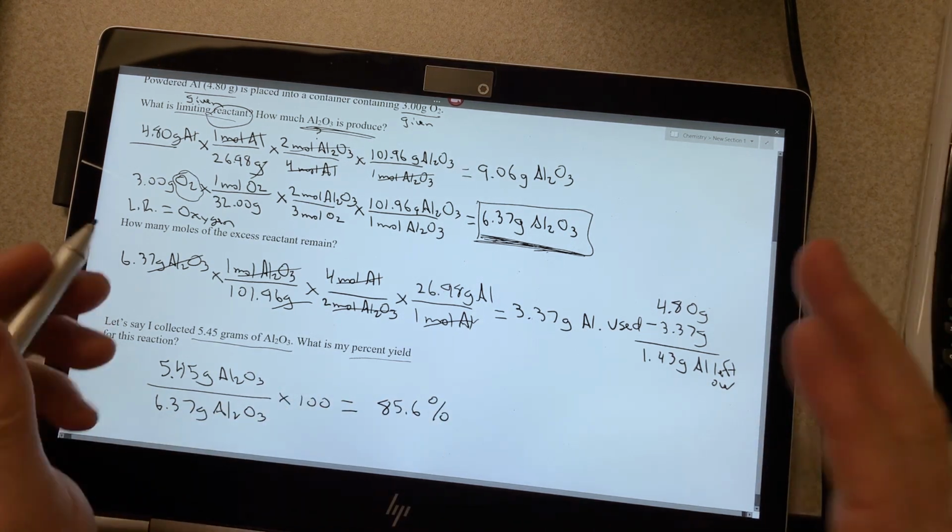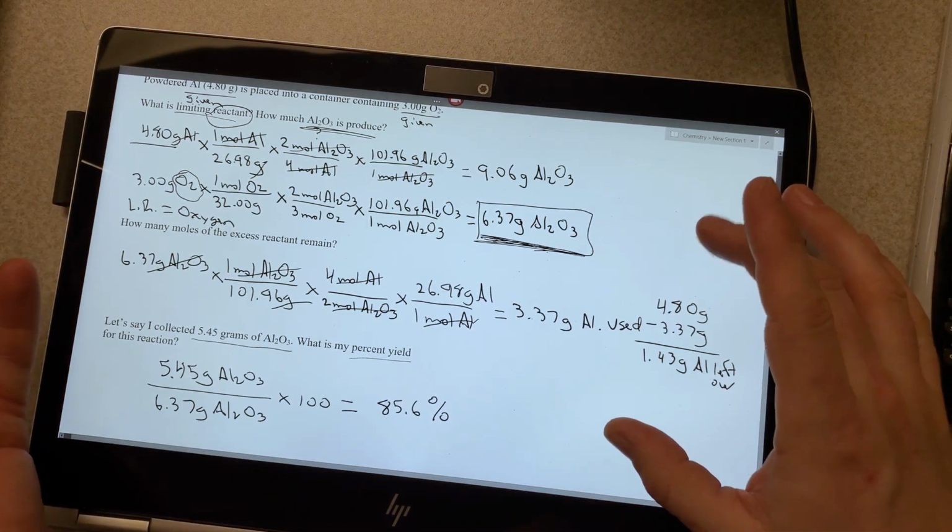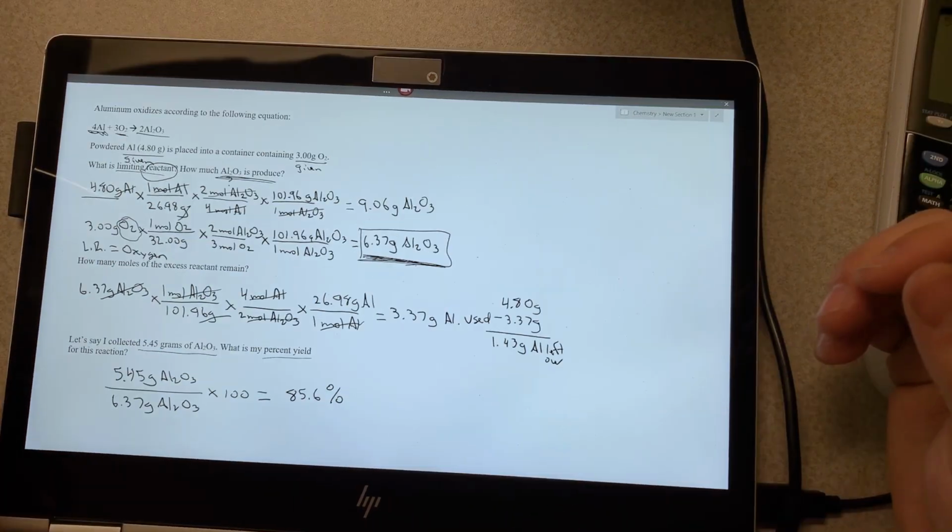Okay, now that's how you do these types of problems. That's all that there is to it. I hope that helps.